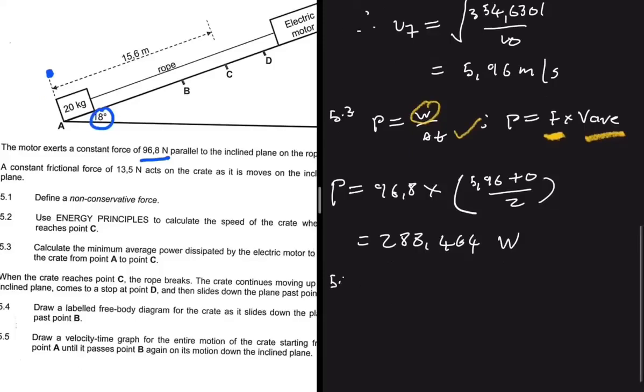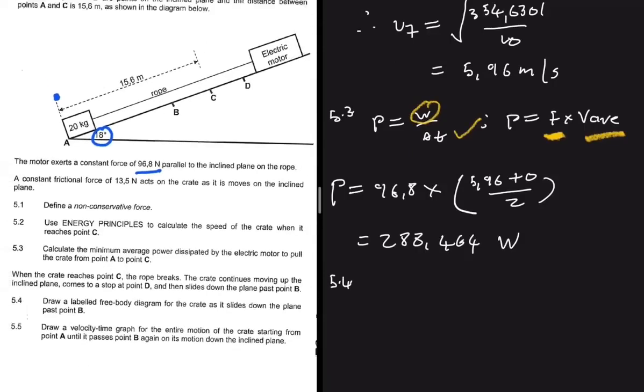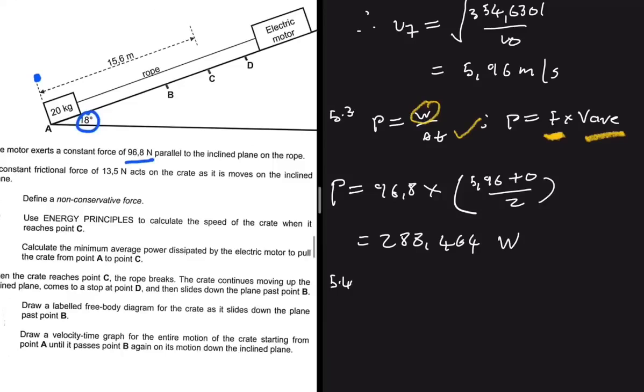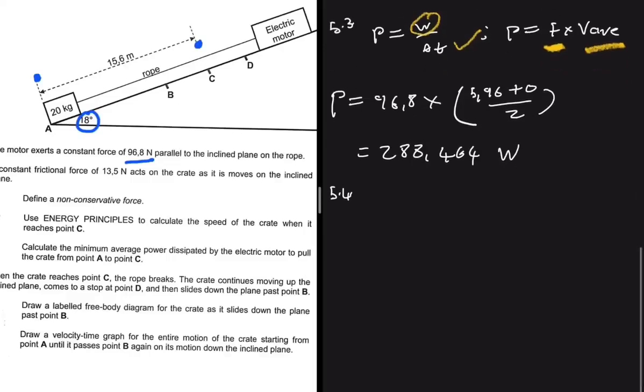5.4 says that when the crate reaches point C, the rope breaks. So our rope is breaking at this point, at C. What happens next? The crate continues moving up the inclined plane, as you would expect. It comes to a stop at point D, and then slides down the plane past point B. Draw a labeled free body diagram for the crate as it slides down the plane past point B. So it's sliding down, and we need to draw a free body diagram for that motion.